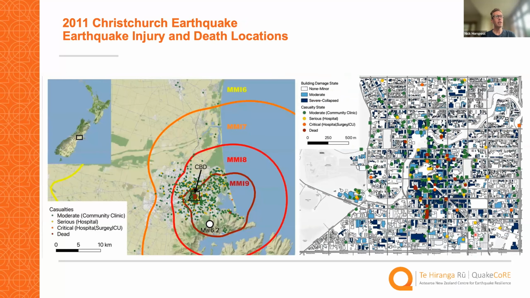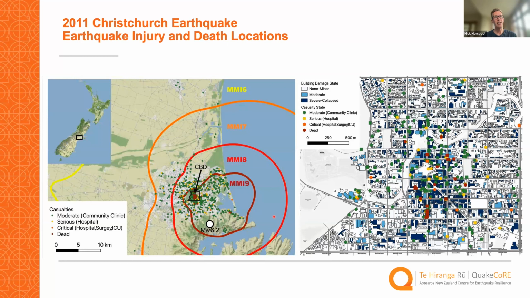Now, if we dive into the Christchurch earthquake, what we have here is a map on the left showing the distribution of injuries across Christchurch with different shaking intensity bands, shown here as MMI or intensity. And they're color-coded by different injury severity. So green is moderate injuries, yellow is serious, which requires hospital treatment. Critical is more around, say, a more severe hospital treatment in ICU, and then red is fatalities. And we have that zoomed in on the CBD on the right, shown also with building damage state. So the darker the blue, the more severely damaged those buildings.